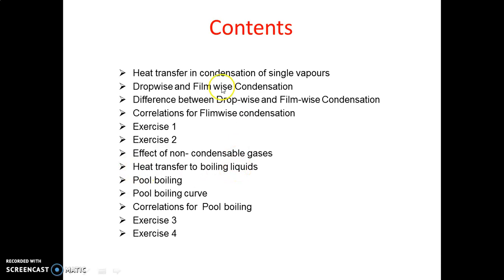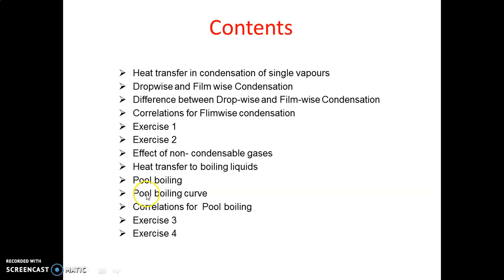Then the second part of this chapter is the boiling. So how the boiling process is taking place, what are the applications of boiling: distillation, evaporation, boilers, steam generation. So these are the applications. Then we have discussed pool boiling. So what is meant by pool boiling? What are the types of pool boiling, that is subcooled boiling, saturated pool boiling, etc.